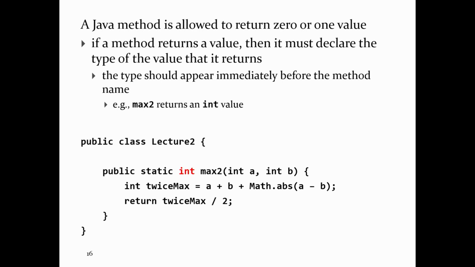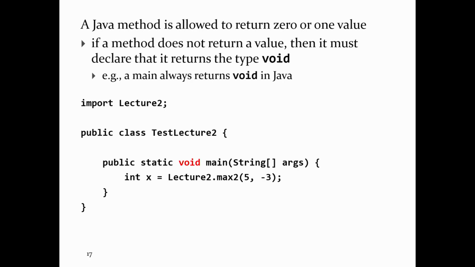So if a method wants to return a value, it must say that it returns a value of a particular type. And that's what this int means right here. So the return type goes in front of the method name. In this case, max2 returns an int. If your method does not return a value, then the method must say it returns void. In this context, void means returns no value. So the main method in Java always returns void, or returns no value.